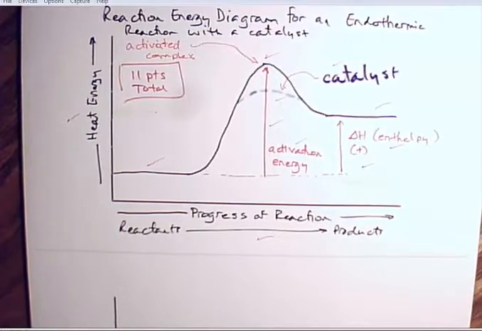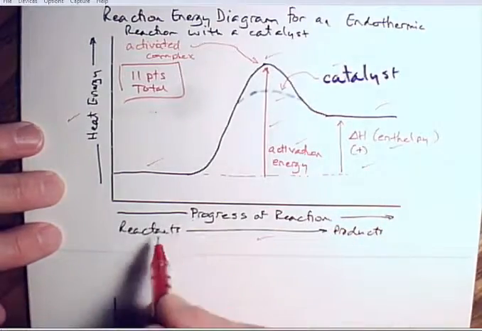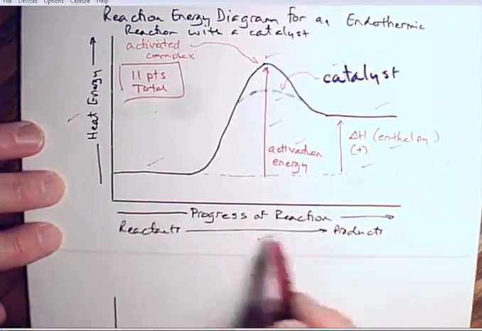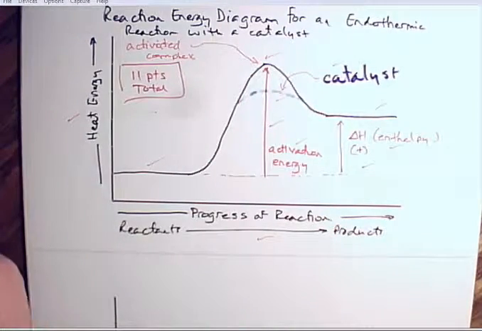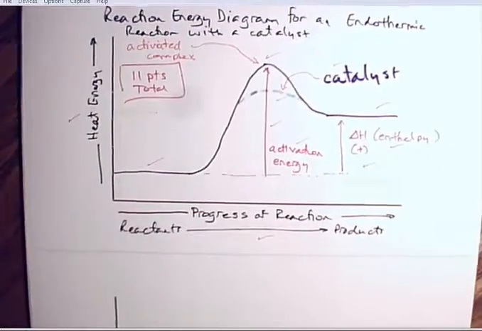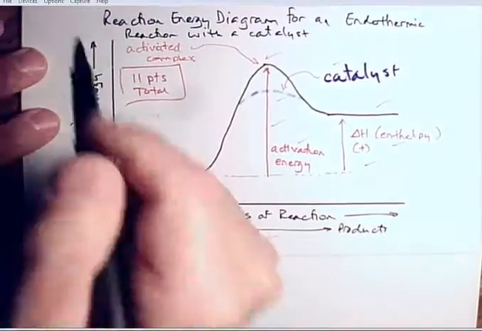It's not part of the energy hill. It's not part of the curve. It's actually part of this stuff down here, more than up there. But that's where it happens. When you reach the top of the hill, you have an activated complex, okay? All right, 11 points for that. Everybody got it? All right, so that's the homework.